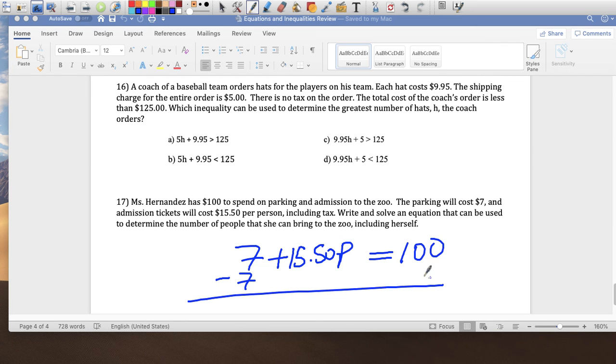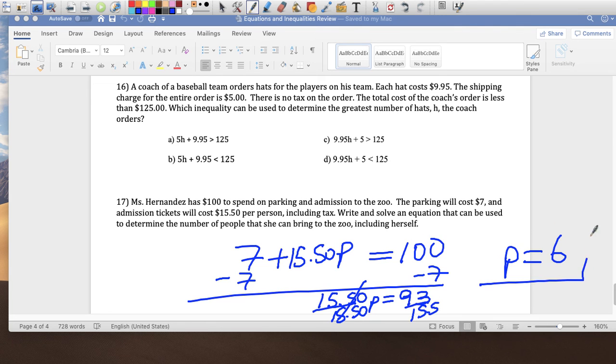Minus 7. So 15.50p equals, and 100 minus 7 leaves me with $93. Now I know that each ticket is $15.50. Let's see how many tickets I can buy with that much money. So divide by $15.50. Divide by $15.50. These two simplify to p. And $93, which is what I have left over, divided by 15.5 equals 6. So how many people can I bring? 6 people. And that's review 1, I guess. Okay, or review 2. That's it.